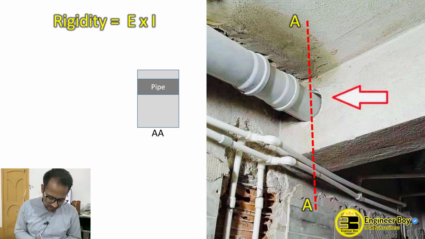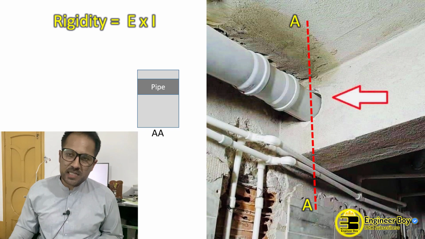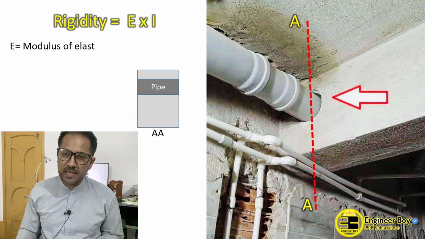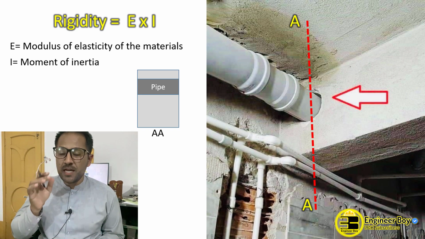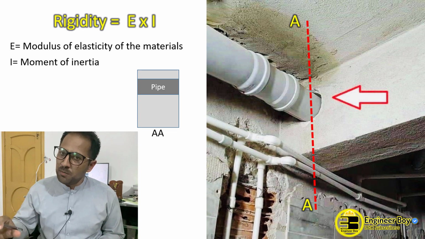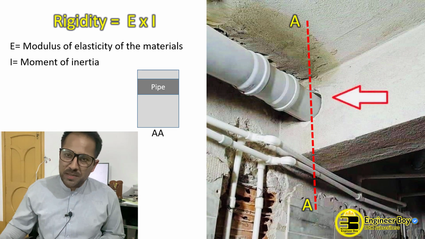Okay, if I just write that very quickly. Okay, so rigidity of the beam, that's actually EI, where E is the modulus of elasticity of the material, I, that's actually the moment of inertia, and that's very important. Okay, the more moment of inertia, the stronger the beam.